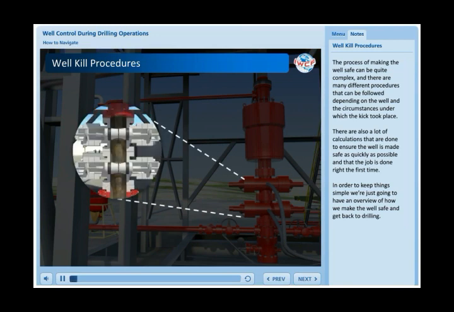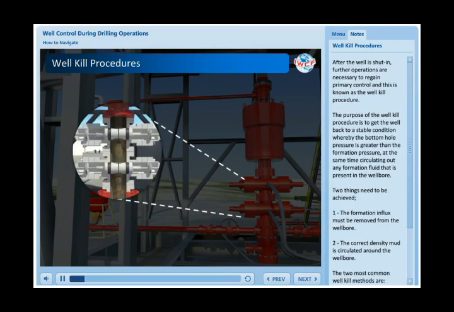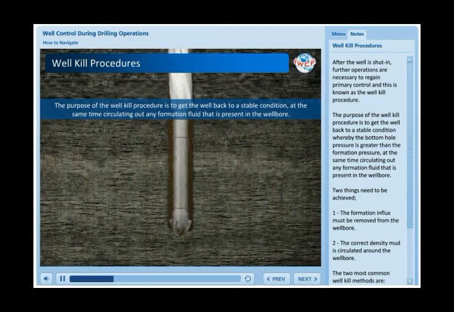After the well is shut in, further operations are necessary to regain primary control, and this is known as the well kill procedure. The purpose of the well kill procedure is to get the well back to a stable condition whereby the bottom hole pressure is greater than the formation pressure, at the same time circulating out any formation fluid that is present in the wellbore.